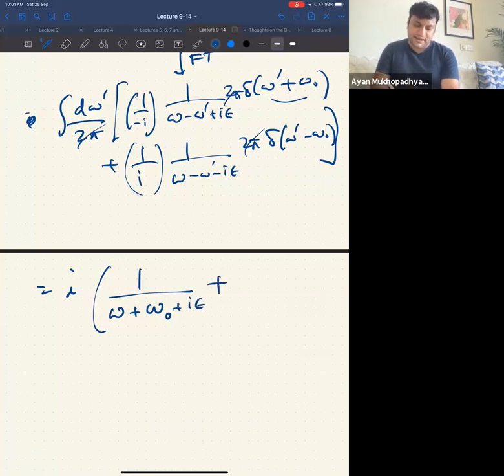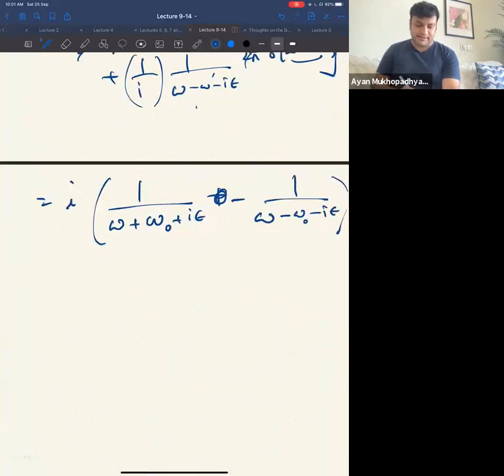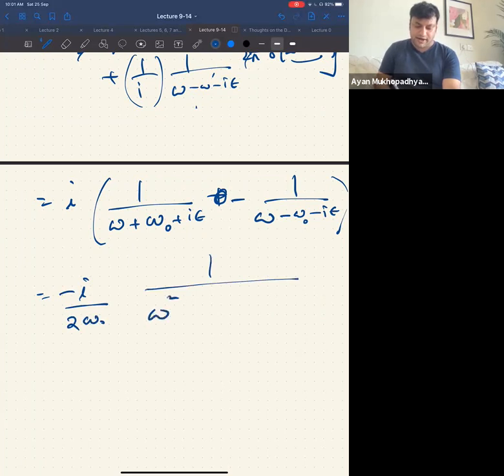And the next term, again, I have to put omega prime is equal to omega naught here. And now I get a minus because it's 1 over i here, minus 1 by omega minus omega naught minus i epsilon. Okay. So that is what I get. So then this is nothing but i by minus i by 2 omega naught and 1 by omega square minus omega naught plus i epsilon whole square, right? That's all this is, if I write it together.